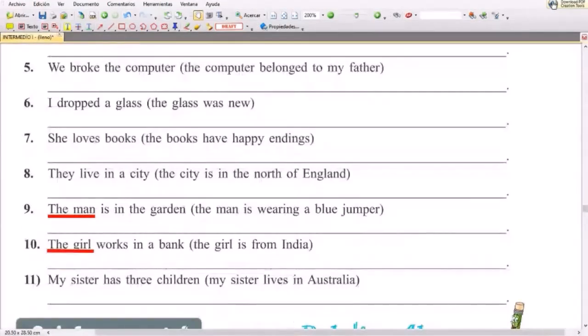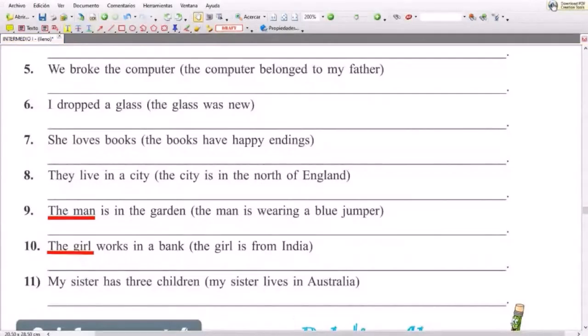My sister who lives in Australia has 3 children. Another one. My sister who... who? My sister who has 3 children lives in Australia. Yes, that's it. In those cases, remember comma, comma. Okay, so my sister, comma, who has 3 children, for example, comma, lives in Australia.